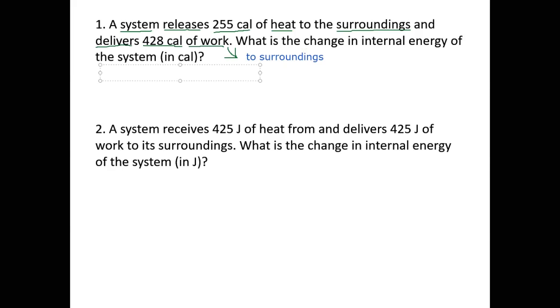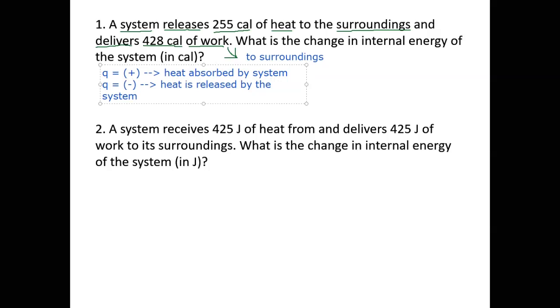To give you some background on heat, Q is positive when heat is absorbed by a system. So when Q is positive, heat is absorbed by the system. When Q is negative, heat is released by the system.